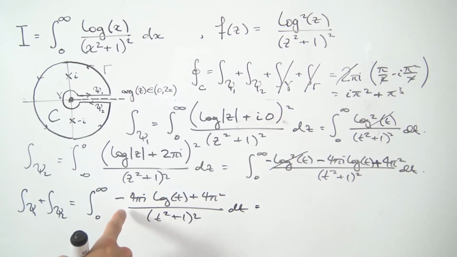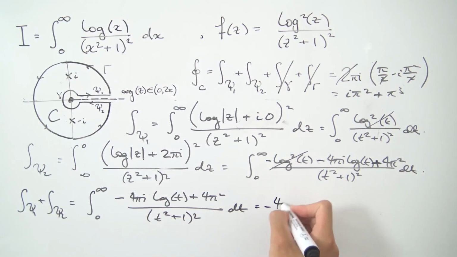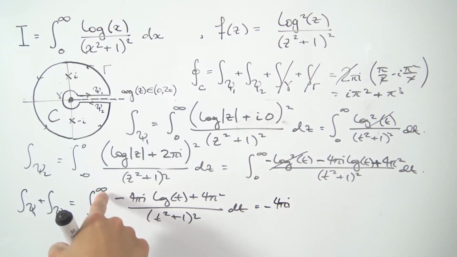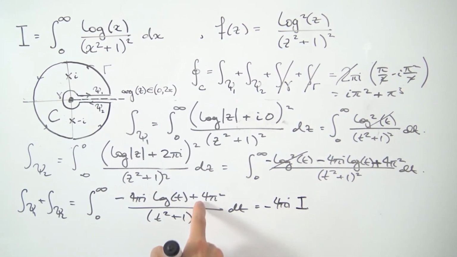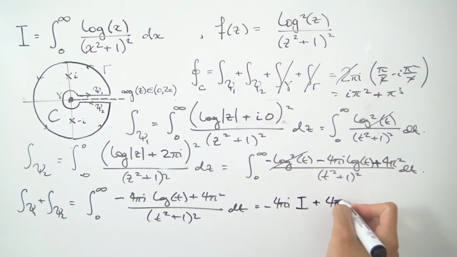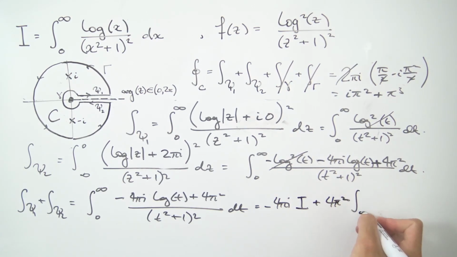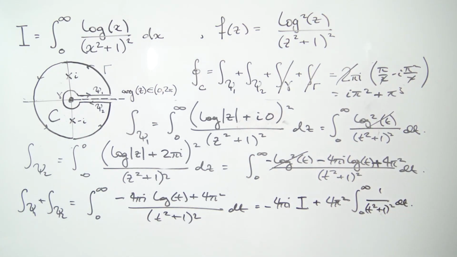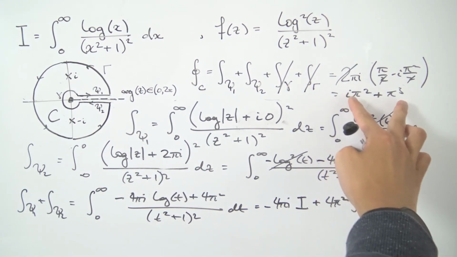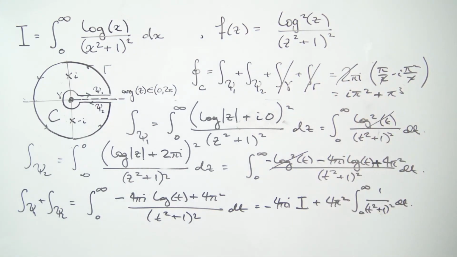Okay, and in the end, what do we have? Let's split up the integral a little bit. So this is minus 4 pi i times the integral from 0 to infinity of log t over t squared plus 1, but that's exactly I. So minus 4 pi i, capital I. Then we also have plus 4 pi squared times the integral from 0 to infinity of 1 over t squared plus 1, the whole thing squared, dt. So this is the result if we add psi1 and psi2 together, and we know this must be equal to 2 pi i times the sum of the residues, which is what we have up here.